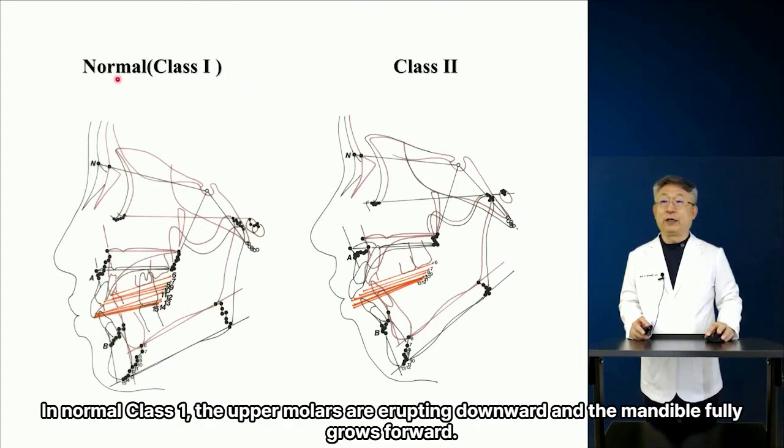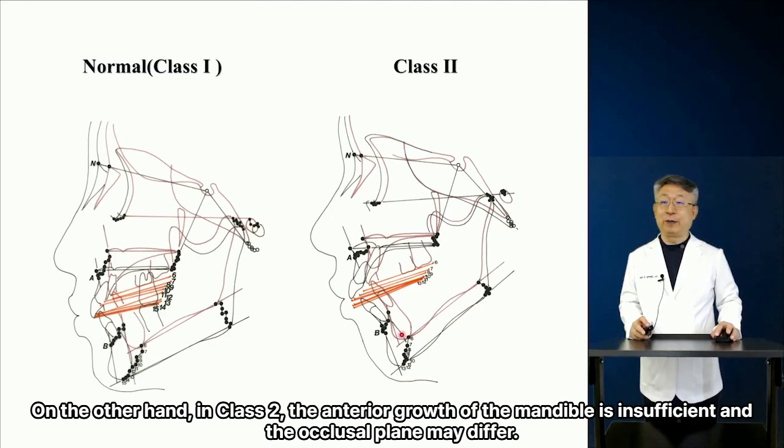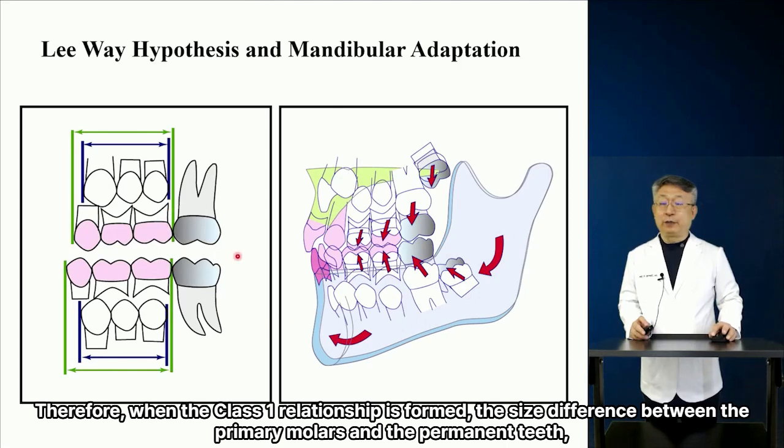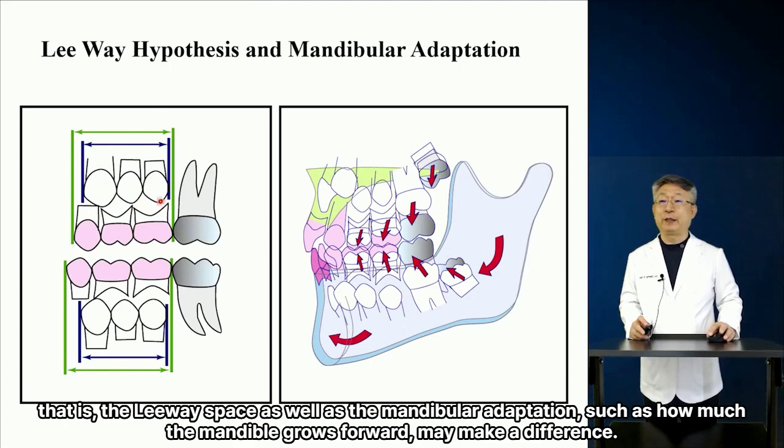In normal Class 1, the upper molars are erupting downward and the mandible fully grows forward. On the other hand, in Class 2, the anterior growth of the mandible is insufficient and the occlusal plane may differ. Therefore, when the Class 1 relationship is formed, the size difference between the primary molars and the permanent teeth, that is, the leeway space, as well as the mandibular adaptation, such as how much the mandible grows forward, may make a difference.